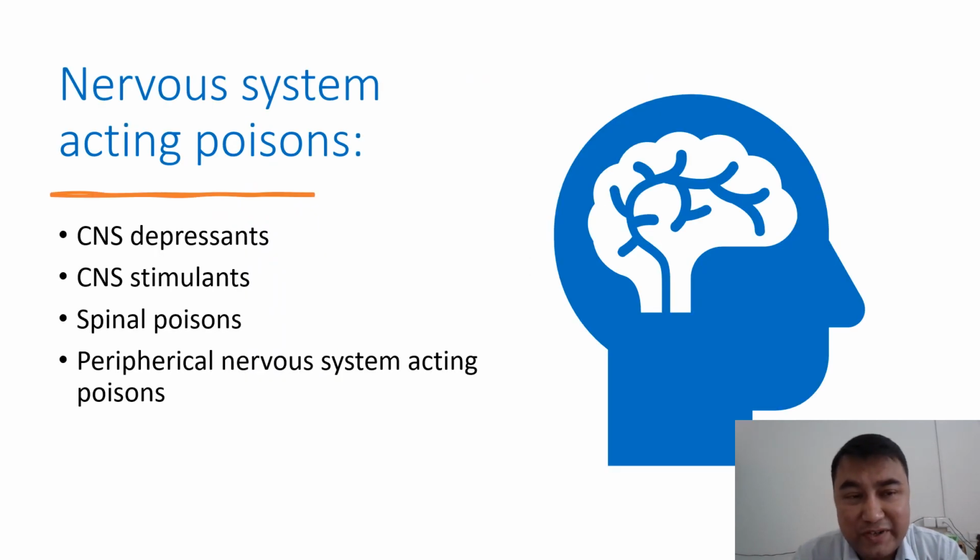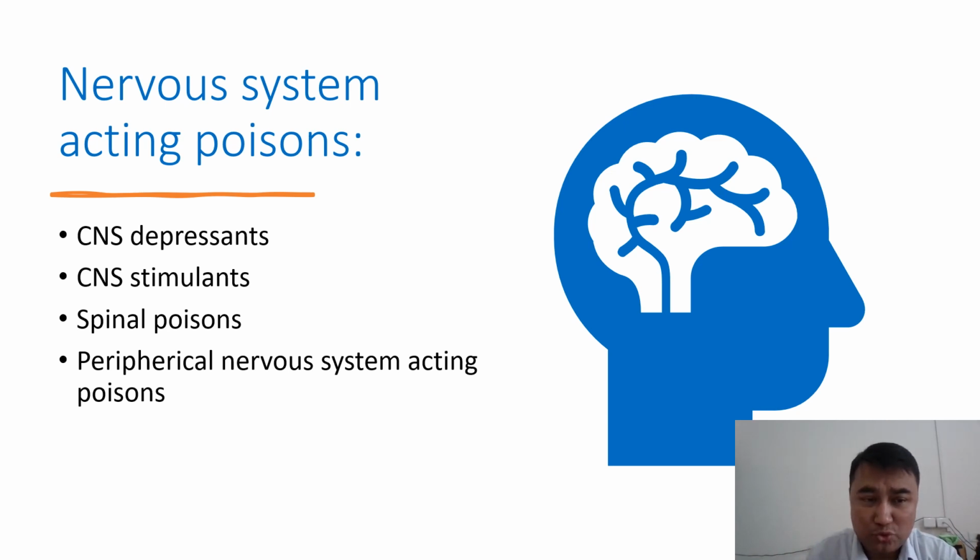After cardiac poisons, we come to the poisons which act on the nervous system. Now, there are certain substances which act on the nervous system, and they can either profoundly depress the nervous system or stimulate the nervous system, and they are called CNS depressants and CNS stimulants. Then other nervous system acting poisons are spinal poisons which act on the spinal cord, and there are peripheral nervous system acting poisons as well.